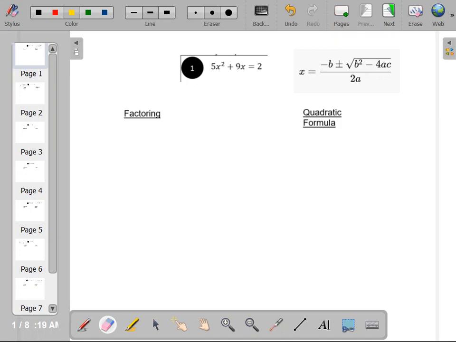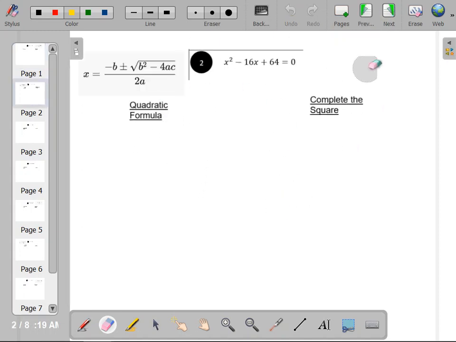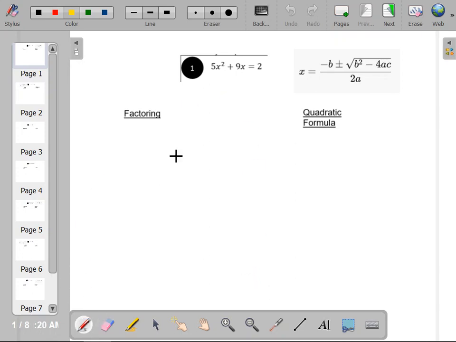Hello, ladies and gentlemen. It's coming up to test time, so what we're going to do is go ahead and practice all the methods of solving that you need. That's going to be the factoring, the quadratic formula, and also completing the square. For the first problem, you have to do it two different ways. You're going to solve it by factoring and the quadratic formula. I'll do it both ways for you.